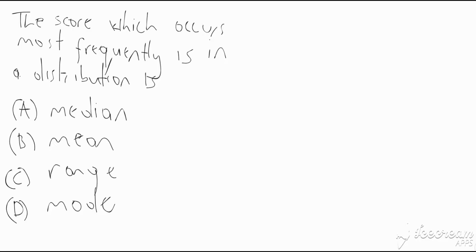Now of course, the median is a score that is in the center. And bear in mind that the data has to either be arranged in ascending or descending order. The mean, of course, which is the arithmetic mean, is just the average of the data values. The range is the difference between the highest value and the lowest value. And the mode, of course, represents the value that occurs the most frequently occurring value. So the answer to this question here is actually D, which is the mode.